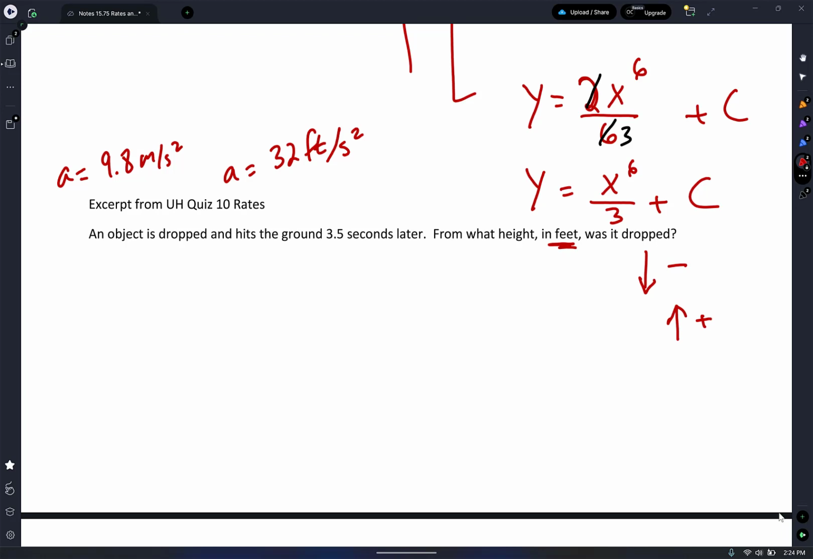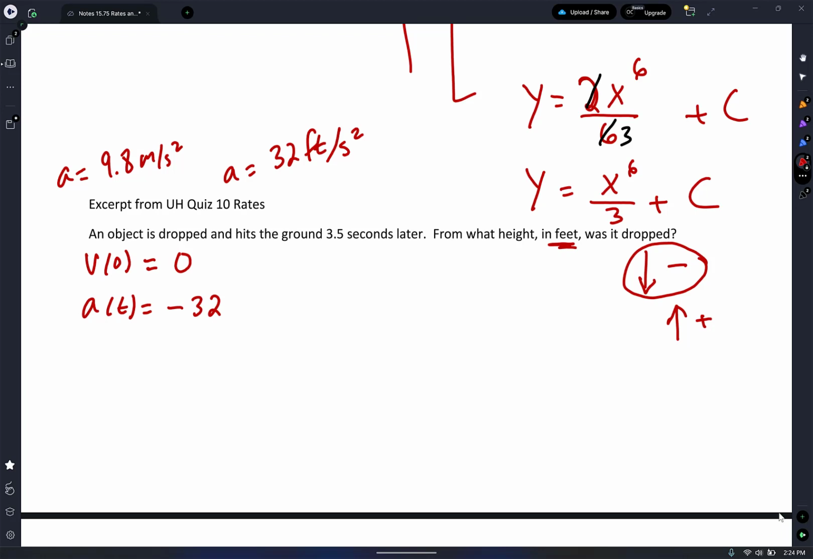It says an object is dropped and hits the ground 3.5 seconds later. So let's put what we know. If it's dropped, that means that I have no initial velocity. So write v of 0 equals 0. What is the acceleration due to gravity? I'm going to write a of t equals, and I'm not going to put 32 feet per second. What do I put in the front? Negative 32. And I'm not going to put units because I'm about to do an antiderivative.